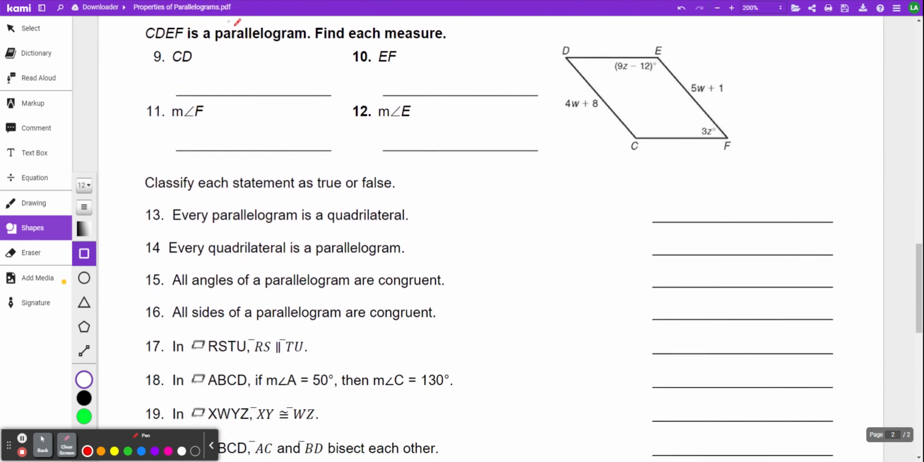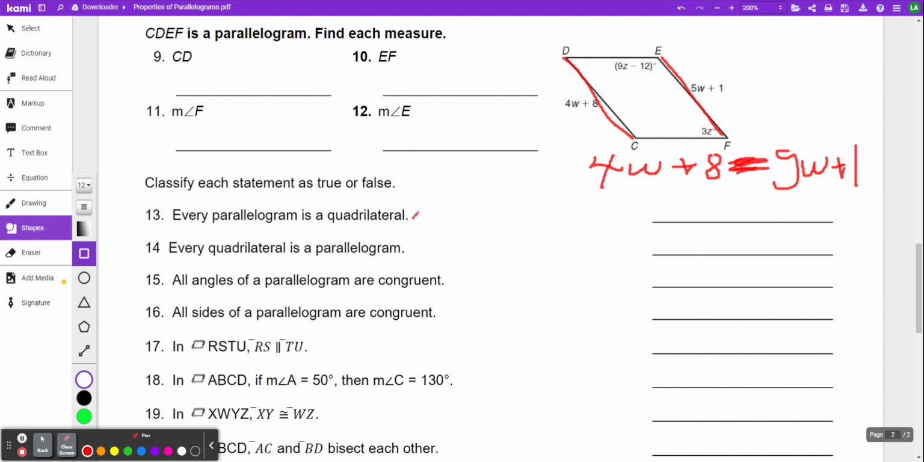Oh, here we finally, CDEF is a parallelogram. Find each measure. CD. Well, we know CD is the same as EF, so that means 4w plus 8 has to be equal to 5w. Not Z, whatever, that's an equal sign, dudes and dudettes. Hopefully the sound is coming through.